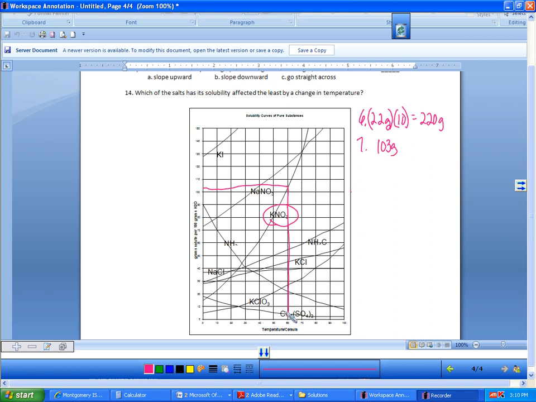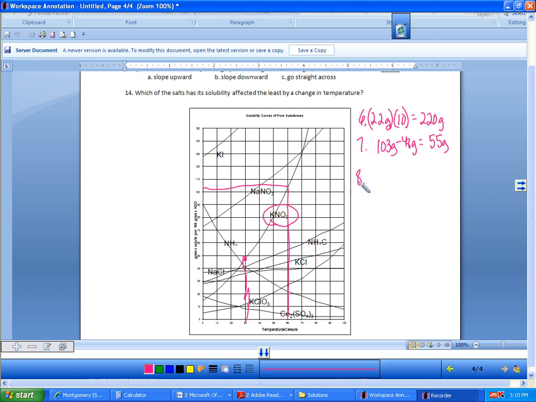But then I'm going to cool it down from 60 to 30, which is what you did in the lab. Oops, KNO3 is what I was supposed to be looking at, so we should have stopped about way down there. Sorry, that looks like about 48. So 103 minus 48 tells me that 55 grams of my KNO3 are going to fall out of solution. That's what it means by precipitate. So they're going to fall down to the bottom of the test tube.